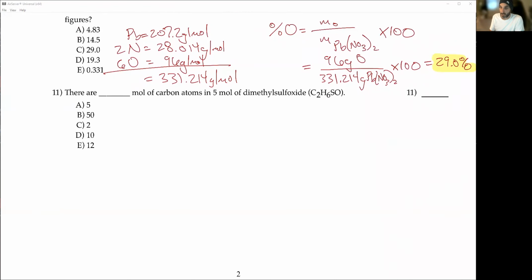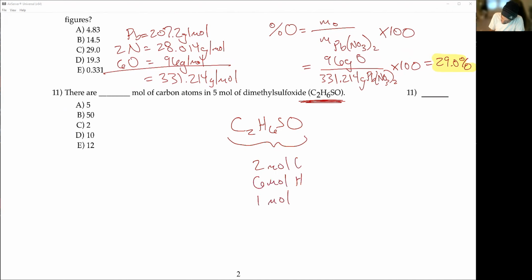Now let's take a look at, there are X number of moles of carbon atoms in 5 moles. So when we think about this as a whole, this individual molecule here, my C2H6SO has 2 moles of carbon, 6 moles of hydrogen, 1 mole of sulfur, and 1 mole of oxygen. Okay, so 2 moles of carbon atoms, 6 moles of hydrogen atoms, 1 mole of sulfur atoms, 1 mole of oxygen atoms within that one molecule. Okay, so if I have 5 moles of this, I have 5 times of these as well.